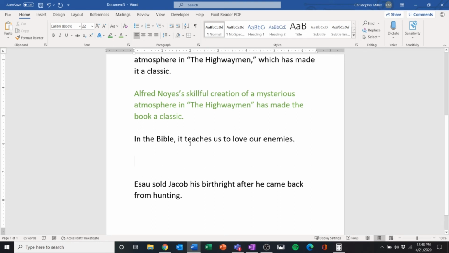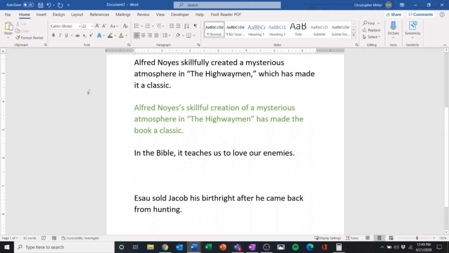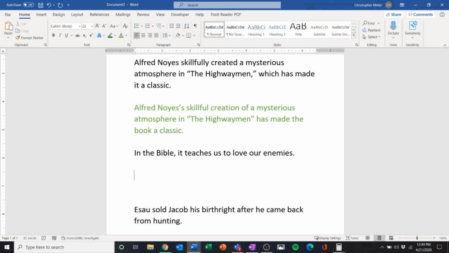So what you want to do, similar to the implied reference issue, is just to remove the word it. And the way you do that is just grab the main part of the prepositional phrase, and then you just rewrite it. So you say the Bible teaches us to love our enemies. That's it. That's how that works. So that one's fairly more straightforward.